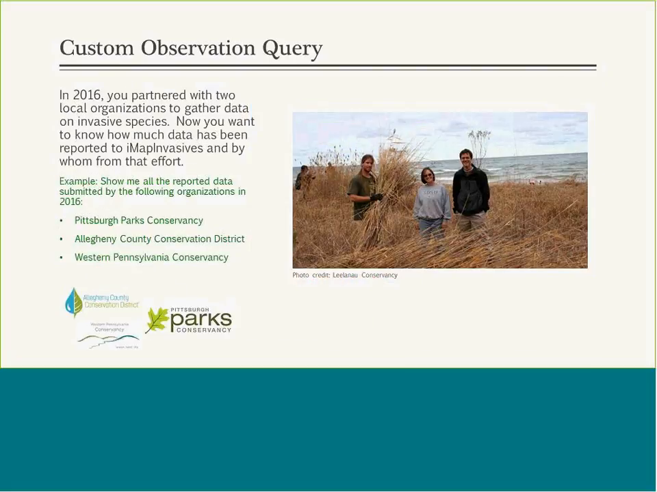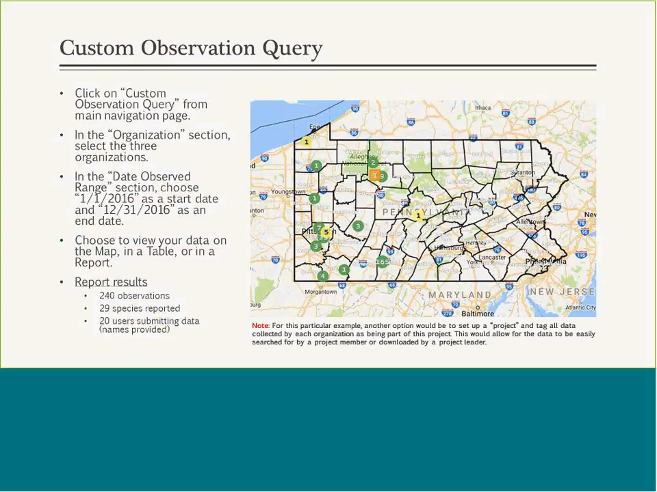Here's another example. Say last year in 2016, you partnered with 2 local organizations to gather data on invasives, and now you want to know how much of that data has been reported to iMap and by which organization they found that data. So it's a very specific query, but you can very easily find that information in iMap. And so here's my example. Show me all the reported data that's been submitted by the Pittsburgh Parks Conservancy, Allegheny County Conservation District, and the Western Pennsylvania Conservancy. I want to know all the data that they had input last year.